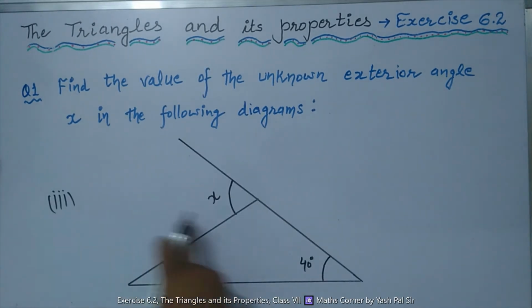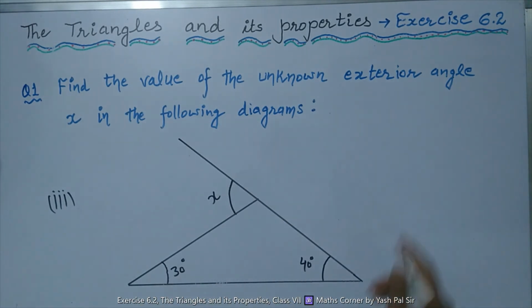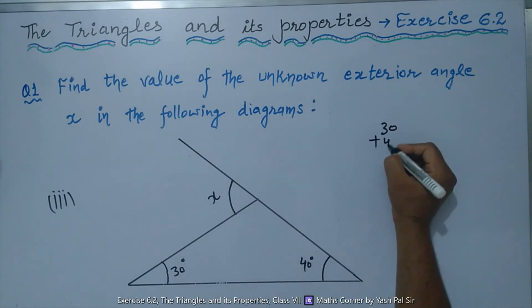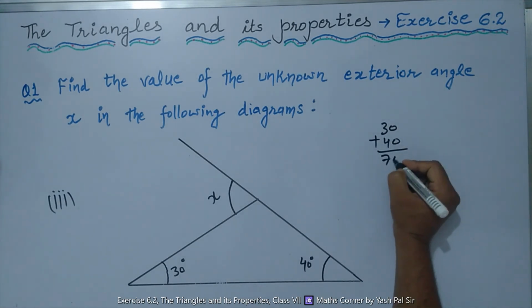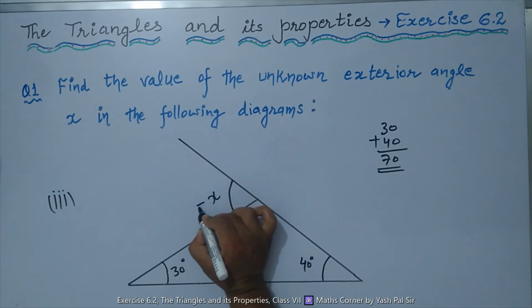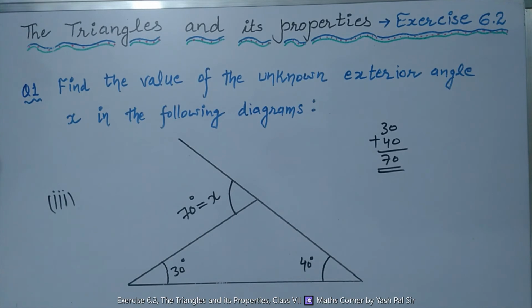This is our now third part. X is the unknown. Opposite interior angles are 30 degrees and 40 degrees, and the sum of opposite interior angles, 30 plus 40, is equal to 70. So what is the measurement of the exterior angle X? 70 degrees is the value of the exterior angle, the unknown X.